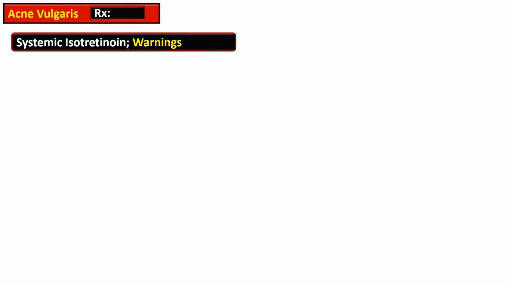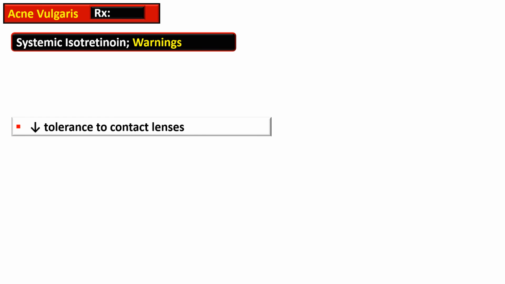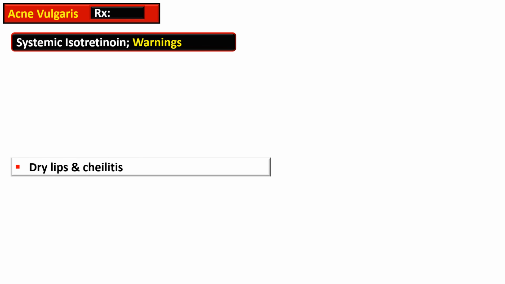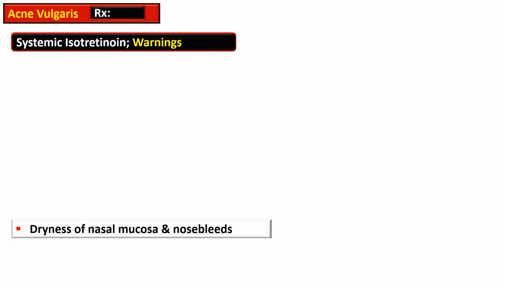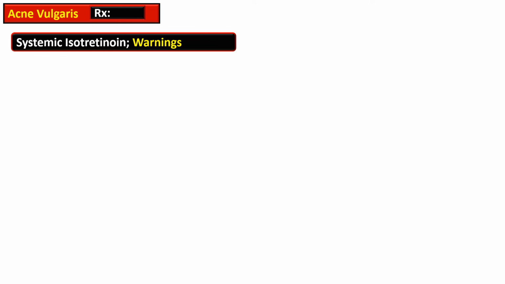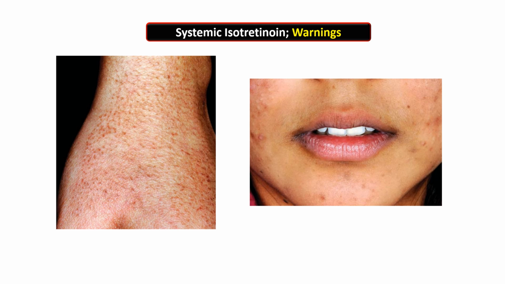Some warnings are associated with the use of systemic isotretinoin. These are blood lipids and transaminase before the therapy, night blindness, decreased tolerance to contact lenses, eczema-like rash as happens in topical glucocorticoid use, dry lips and cheilitis, thinning of the hairs, paronychia, dryness of nasal mucosa and nosebleeds, depression, headache, arthritis and muscular pain, and pancreatitis. This photograph is showing the classic rash that is present on the dorsum of the hand secondary to taking oral isotretinoin, and here this oral isotretinoin use is associated with dry lips.